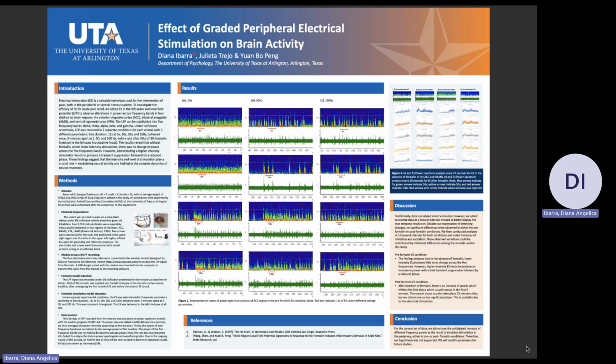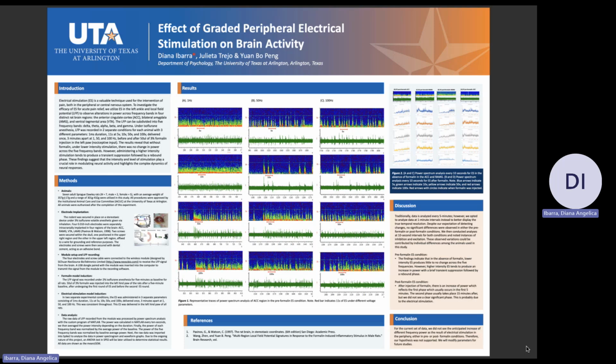There were two experimental conditions within this study. The first condition, which was pre-formalin, tested the parameters of electrical stimulation. We used three different frequencies that consisted of 1, 50, and 100 Hz, as well as four different amplitudes in terms of 5, 10, 50, and 100 volts. The pulse width duration was set at 1 millisecond, and the electrical stimulation was given for 11 seconds. The interstimulus interval was a total of 3 minutes.